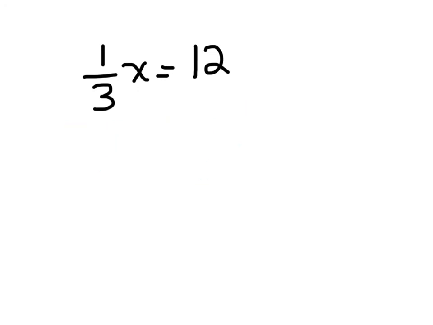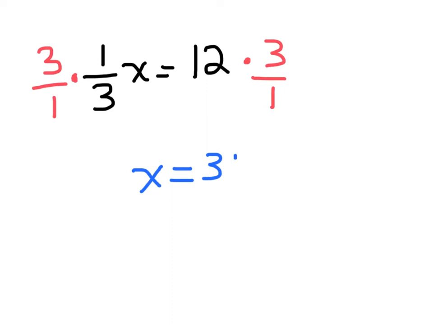So now let's take a look at this. If I multiply by the reciprocal of 1/3, the reciprocal is 3/1. So I'm going to multiply both sides by 3/1 in order to keep our equation balanced. On the left side of the equation, 3/1 times 1/3 ends up being 1, and 1 times x will end up being x. On the right side of the equation, 12 times 3/1 will be 36. So the value is 36.